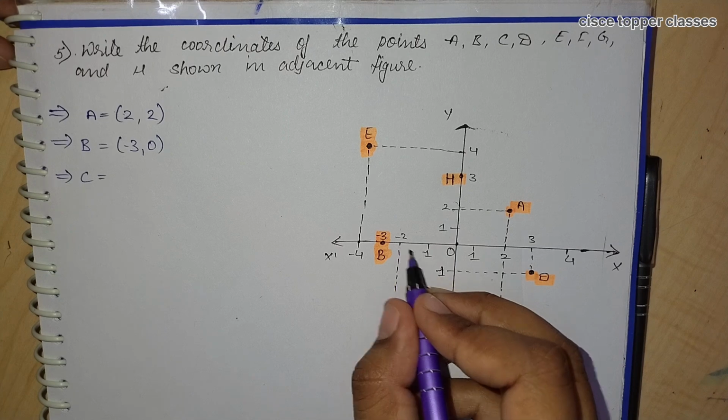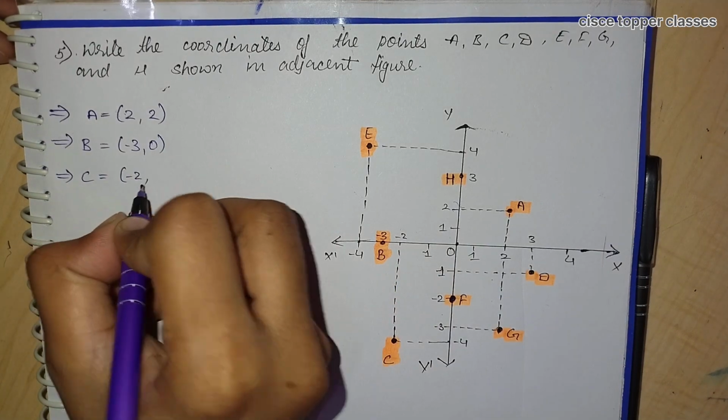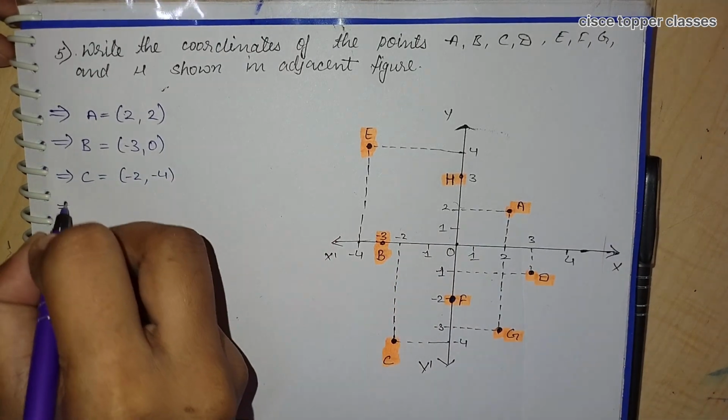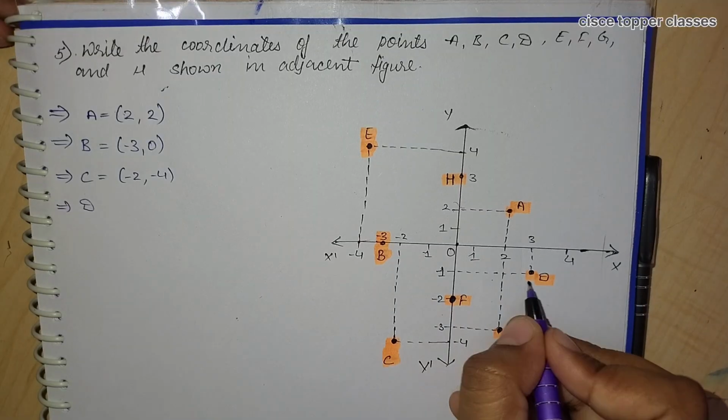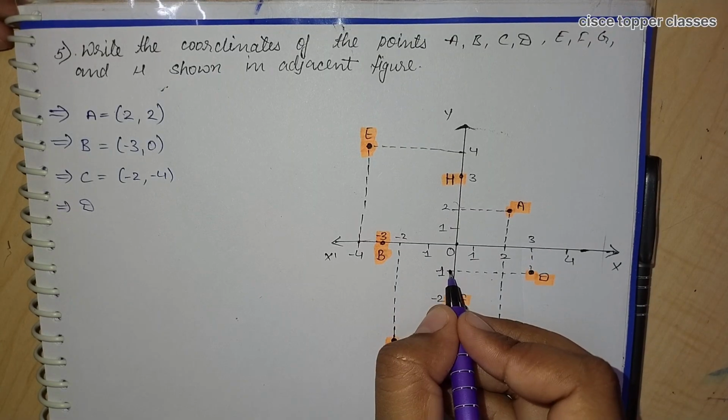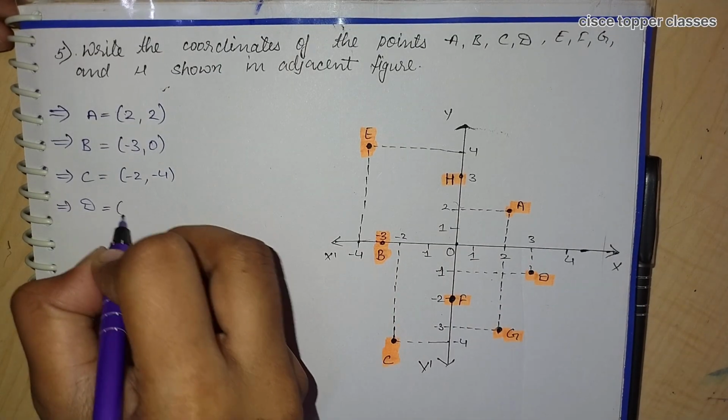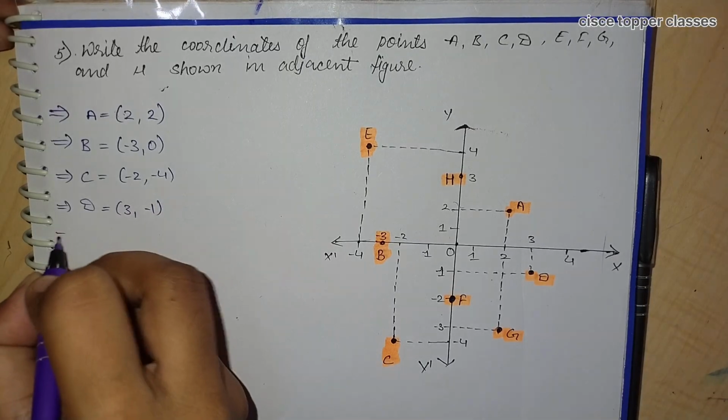So we can write the abscissa here minus 2 and the ordinate as minus 4. Now the fourth point we can write for D. So D's abscissa is 3 and ordinate is minus 1. So this is 3 comma minus 1.